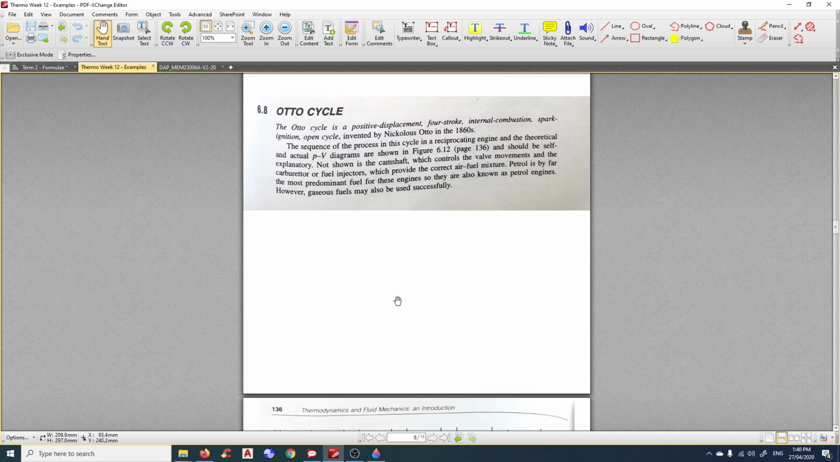Next, we want to discuss the Otto cycle. The Otto cycle is a four-stroke positive displacement internal combustion spark ignition open cycle. If you know the Posty bike, the old Posty bike, not the new one, the new one is electric, but the old Posty bike has a four-stroke engine. Our cars normally run on a four-stroke engine, the fuel one, not the diesel one. We will discuss the diesel cycle a little bit later.